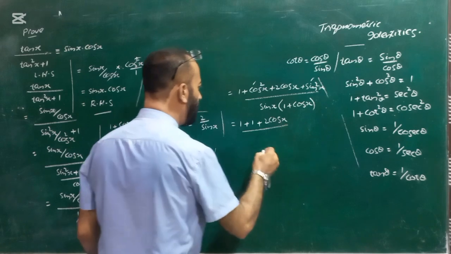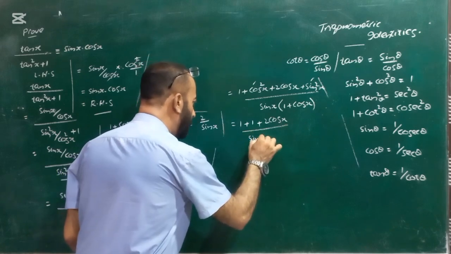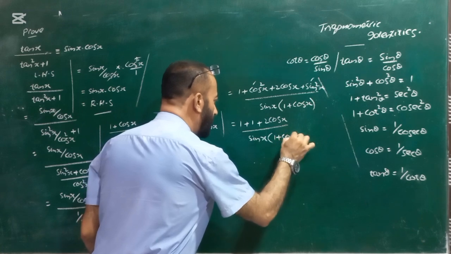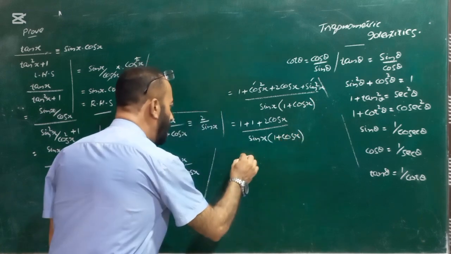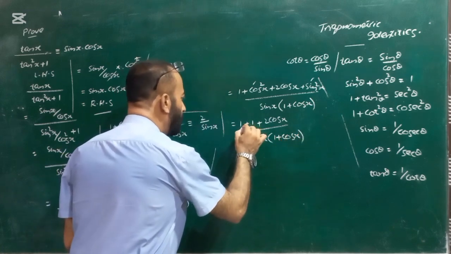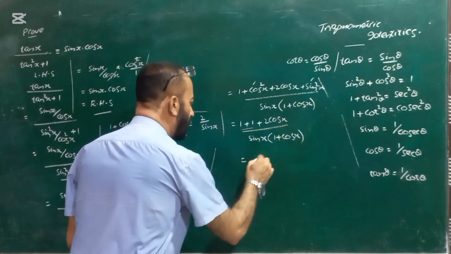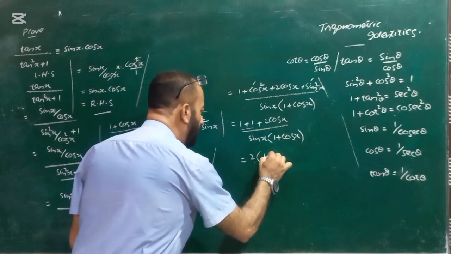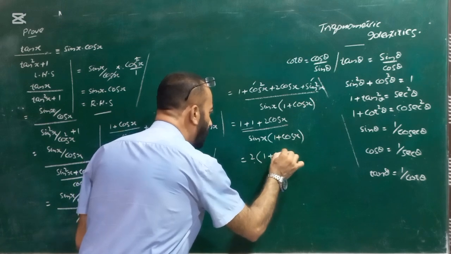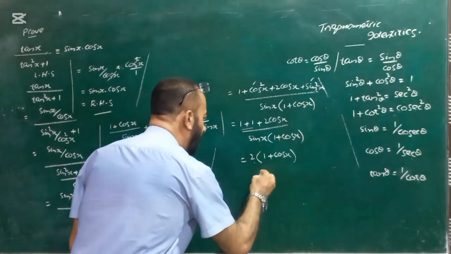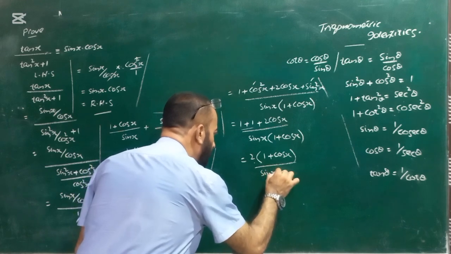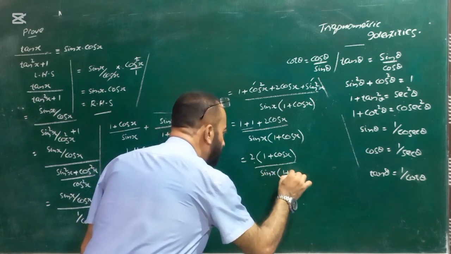And in the denominator we have sine x into 1 plus cos x, still there as it is. In the numerator you can see now this is 2 plus 2 cos x. So take 2 as a common. So inside the bracket will be 1 plus cos x. And in the denominator we have sine x into 1 plus cos x.